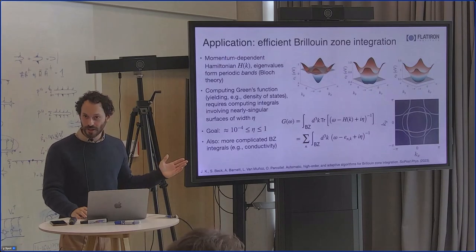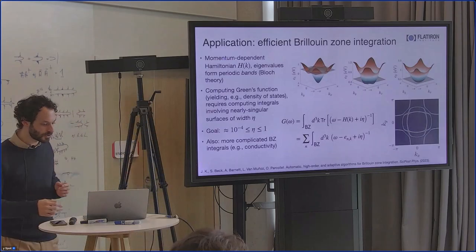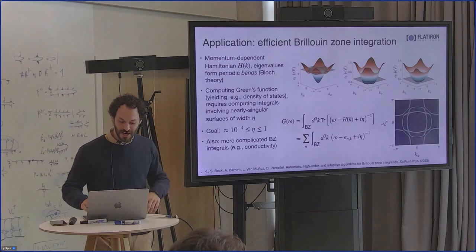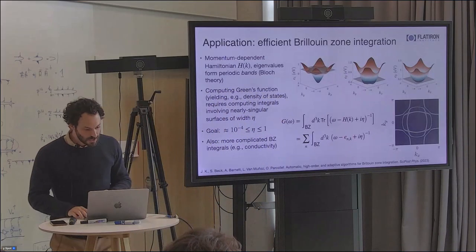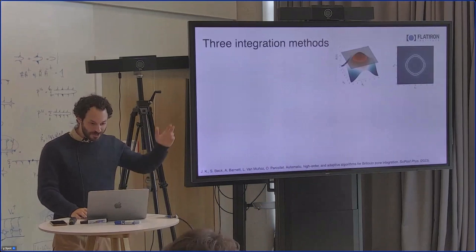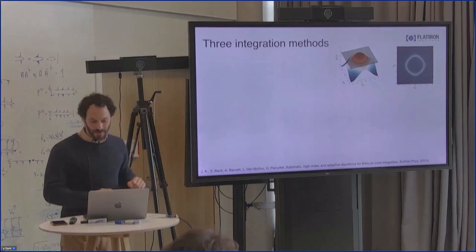There are more complicated Brillouin zone integrals, like we've done some work on using similar ideas to compute the optical conductivity. The integrands get worse, but this basic structure pretty much survives. So let me tell you about 3 integration methods. Here's a simpler example, but same idea.